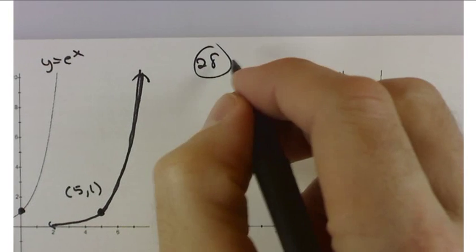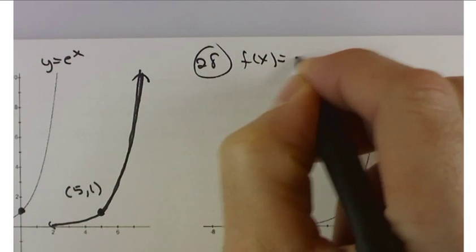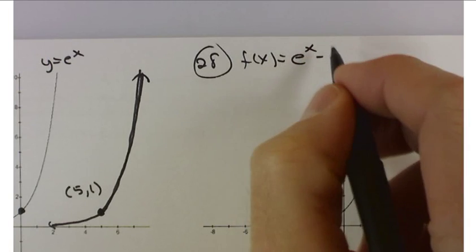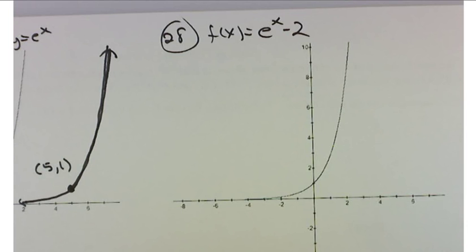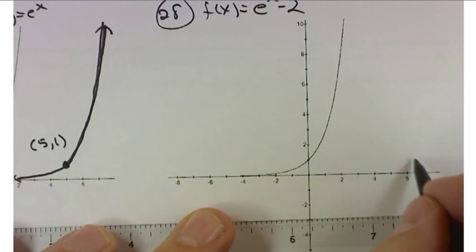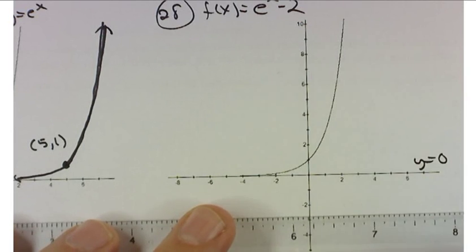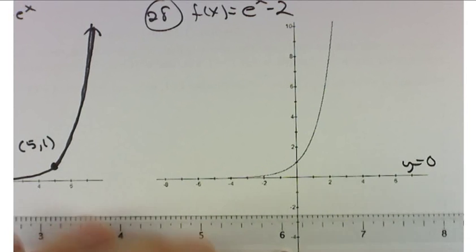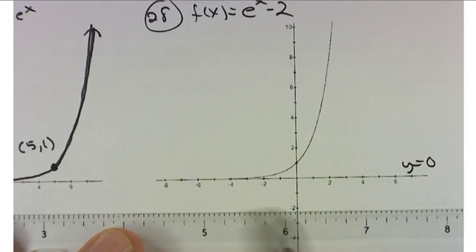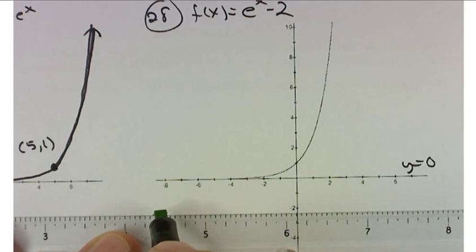F of x is e to the x minus 2. How's this one going to be shifted? Down by 2. So a couple things here. First of all, we have a horizontal asymptote at the line y equals 0. Where's that new horizontal asymptote going to be? Yeah, at negative 2. So down here.